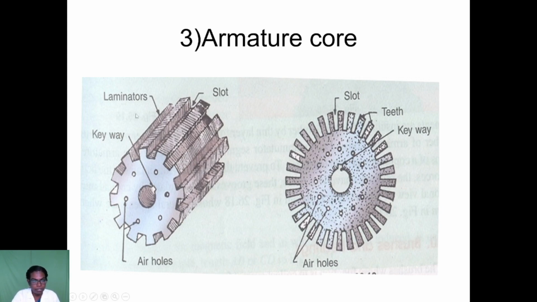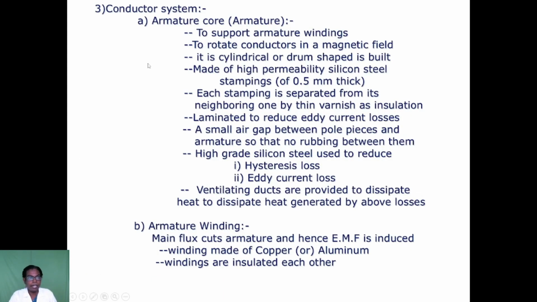This is the lamination part, and this is a keyway. The core is made of many armature plates, and this is one armature plate. Many armature plates are attached together. Then the conductor system.